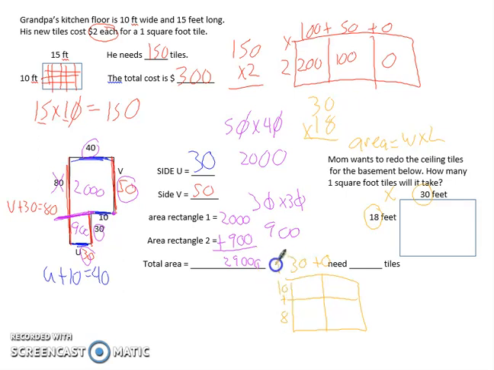And I'm just going to start multiplying. 30 times 10: that's 3 times 1 with 2 zeros to append. Over here is 10 times 0. 8 times 30 is 8 times 3 with 1 zero to append. And over here I've got 8 times 0, which would be 0. Then I'm just adding up 300 plus 240, and I should get 540 tiles.